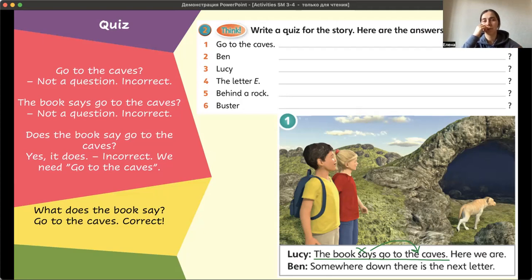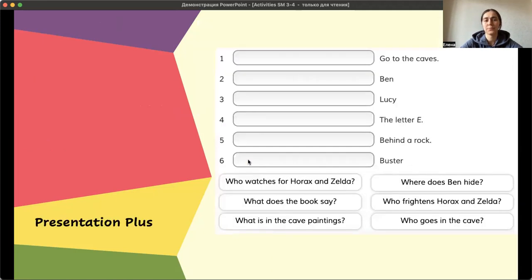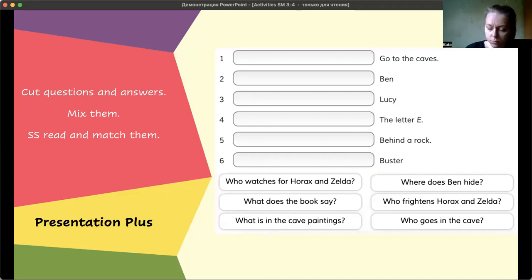Well, if you skip this task, you can use this task from Presentation Plus, because they have the questions and the answers. Well, again, it's very easy just to do it all together on the board. What I suggest, you can cut the questions and the answers and mix them and give each student a set of cards. They sit and they match. So it can be on time, it can be in groups, it can be like a competition. But that's more interesting than to just skip it.